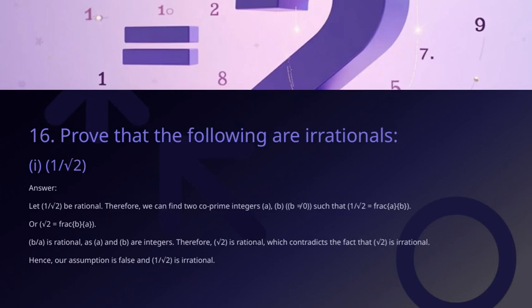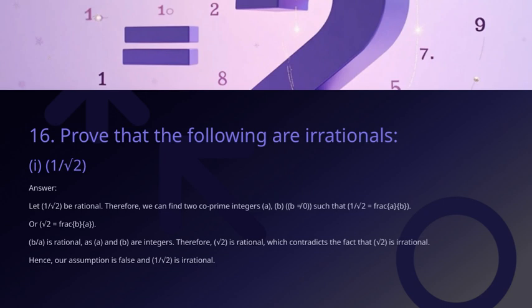So based on this reasoning, our initial assumption turns out to be false, and therefore, 1 over square root 2 must be irrational. Now, because b over a is rational, and both a and b are integers, this implies that square root 2 is rational as well. But here's the catch. We know from earlier that square root 2 is irrational, so this leads us to a contradiction. In other words, if we suppose that 1 over square root 2 is rational and express it as a fraction, with a and b being coprime integers and b not equal to 0, then we arrive at this contradiction.